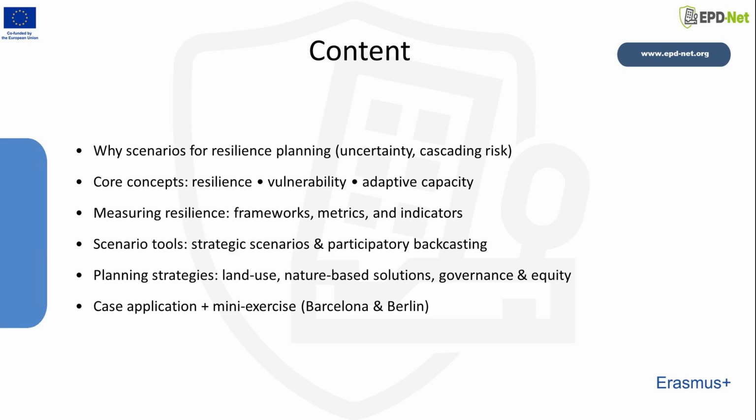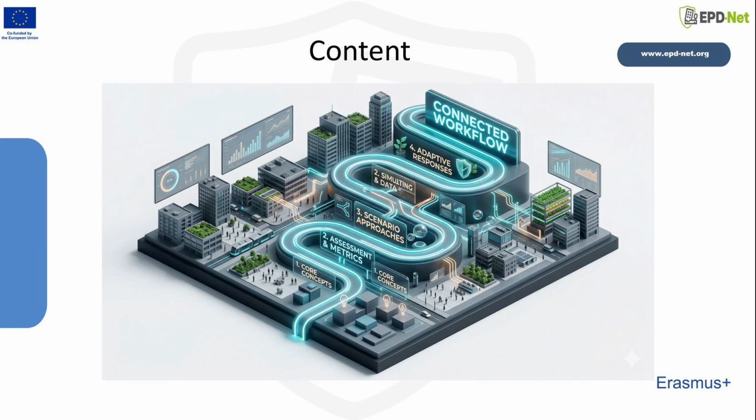Next, we examine assessment frameworks, metrics, and indicators, including their role in climate-resilient land use planning. After that, we turn to scenario approaches such as exploratory scenarios, normative visions, strategic scenarios, and participatory backcasting. The final part focuses on planning responses, nature-based solutions, adaptive pathways, equity-centered decision-making, and case-based application. By the end, the aim is to show that resilience planning is most useful when assessment, scenarios, and strategy portfolios are treated as one connected workflow rather than separate technical exercises.